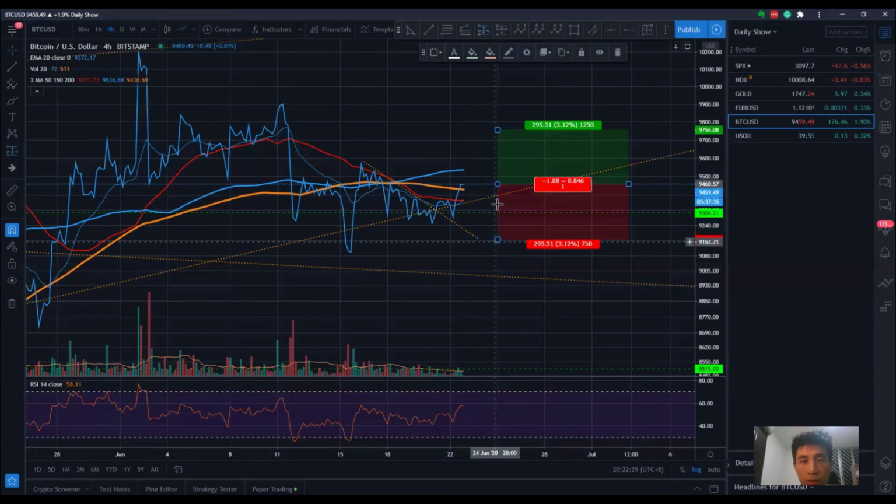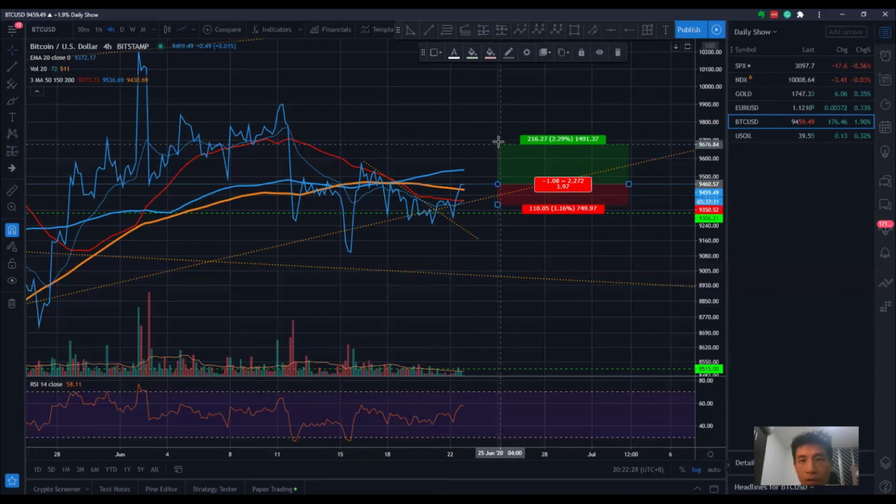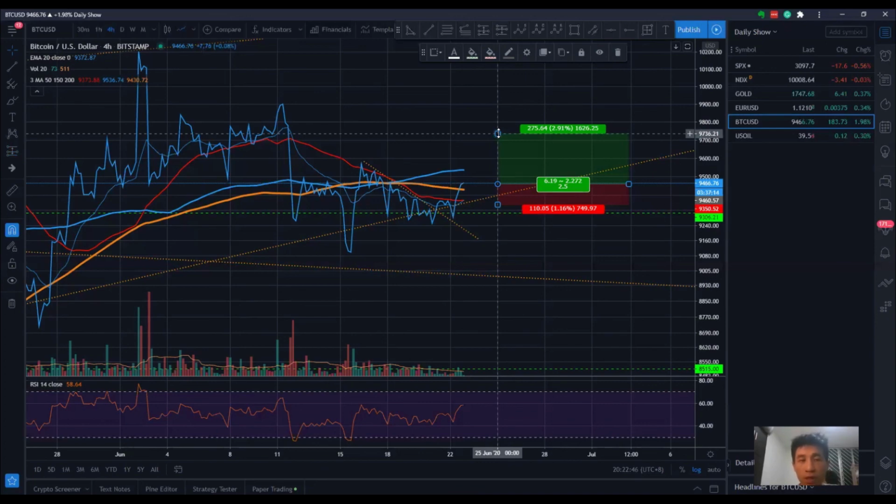So my potential is somewhere along here. This is the first one, which is around 1.6 in terms of risk to reward. And then my second target is somewhere here, 2.5. So if you take the average of the two, if both targets are hit, I'm getting a 1.8 kind of risk to reward ratio setup. So that's the rationale behind it.